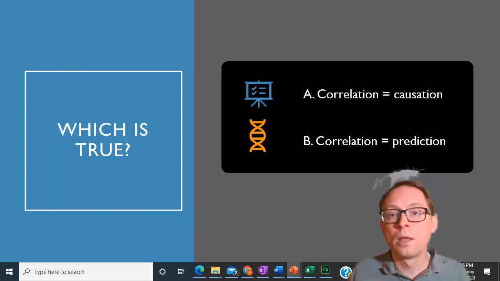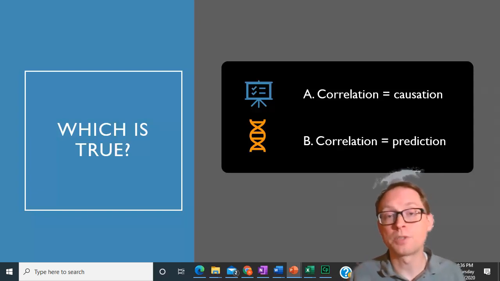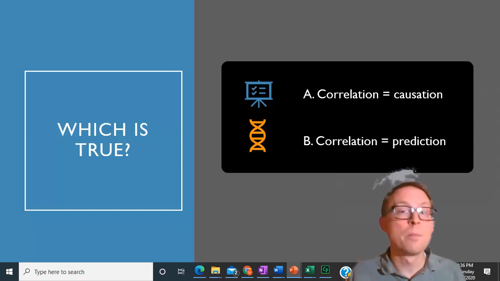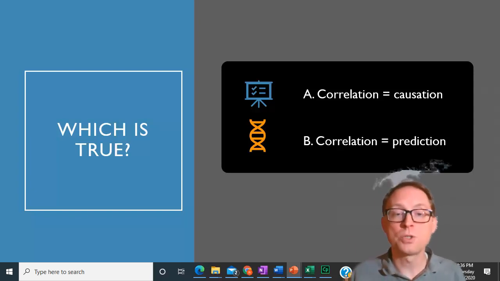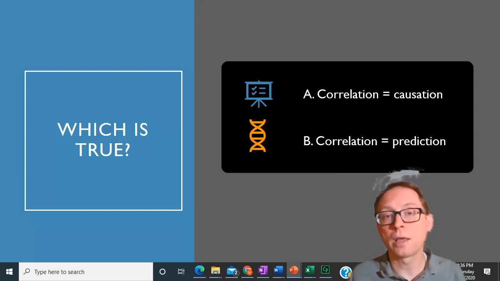But correlation does equal prediction. I can predict how stressed out you are based off of how many weeks it's been since a vacation. I can predict it. But the correlation does not equal the causation. I cannot say that one thing causes the other. I can only say that they predict. So when you see prediction, often we are talking about a correlation that's going on.